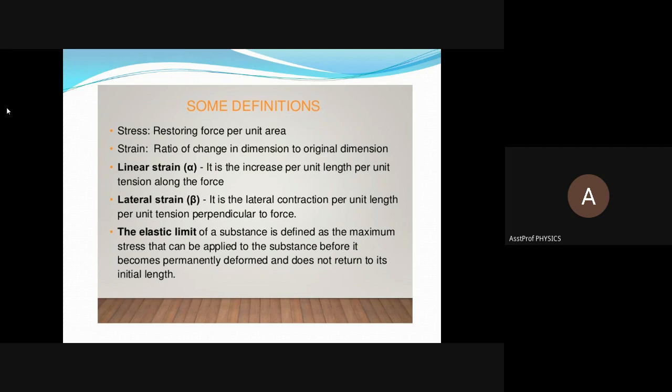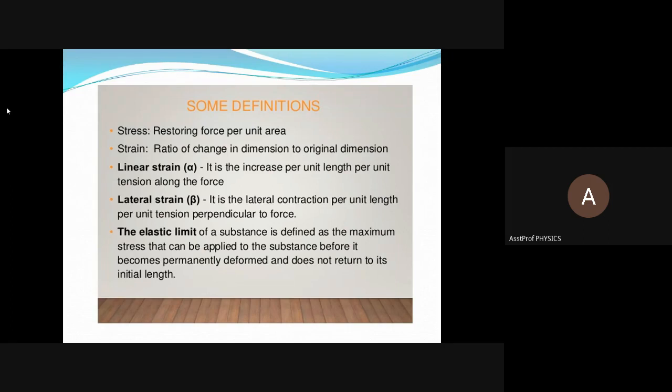Here it is called the restoring force per unit area. How is the stress to be measured? Generally, stress is one type of pressure you are giving. In definition it can be written as restoring force per unit area. Mathematically we can write it as F divided by A. What is the unit of stress? Force per unit area is the mathematical definition of stress. What is the unit of stress?